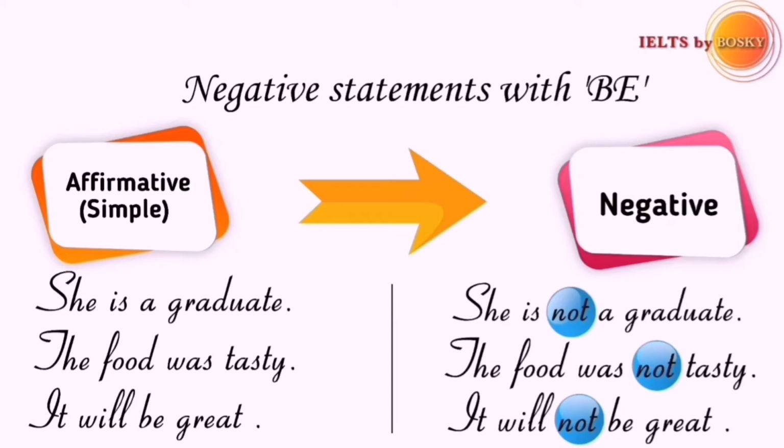She is a graduate. She is not a graduate. The food was tasty. The food was not tasty. It will be great. It will not be great. So what exactly we did to form negative statements, we put not after be verbs like is and was. As both will and be are the future forms of be verbs and we cannot write just one, nor can we write not after will be. That will be wrong. Therefore, we are supposed to use not between will and be.